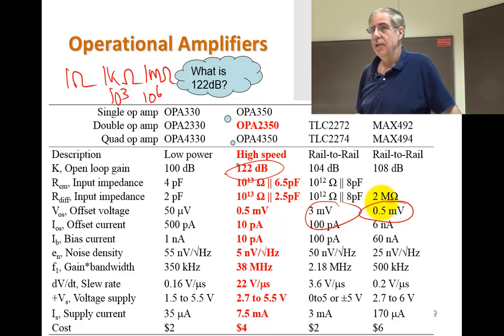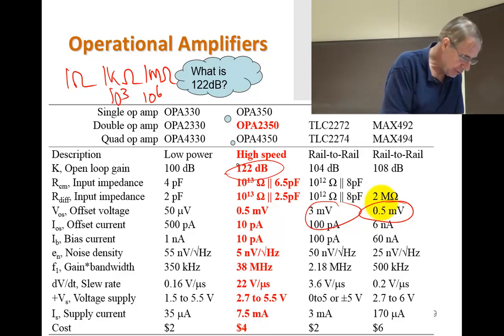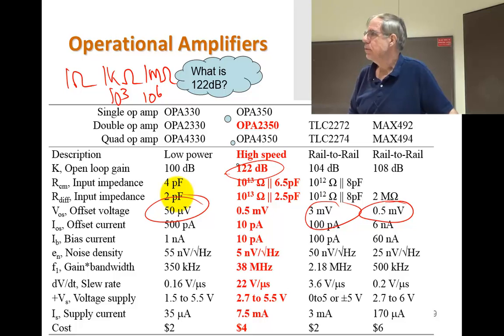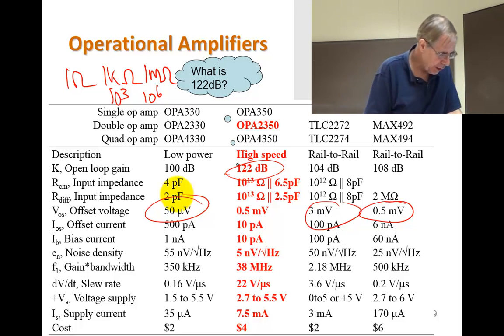It would be the same. But if I wanted to reduce the offset error, what would I do? Use the other one, use this one here. Where'd it go? 50 microvolts. That's the consequence of this.